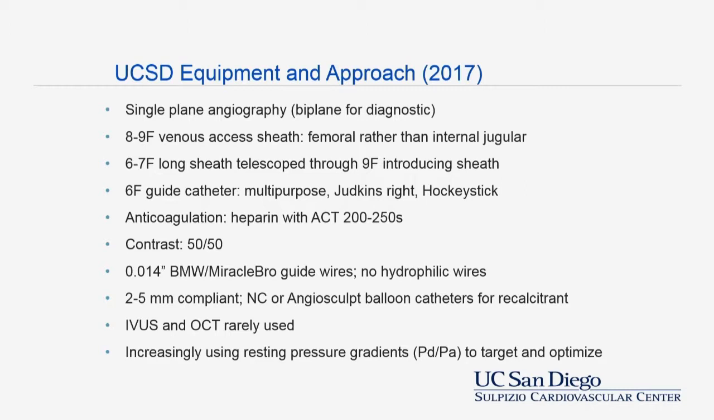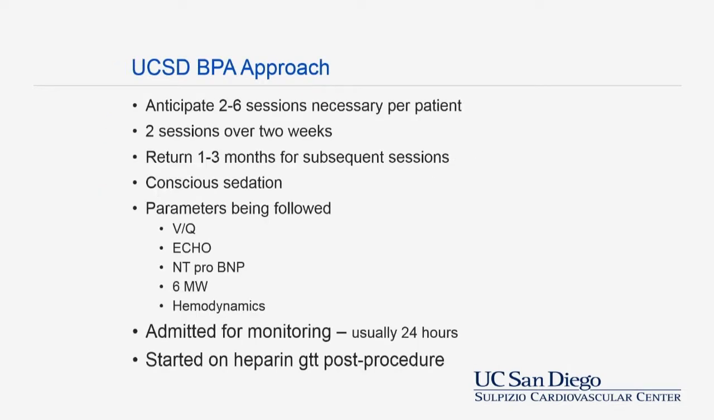We go with heparin. We've slowly lowered our heparin dose down to about 200 ACT. Contrast is cut 50-50. We use a number of guide wires. We avoid polymer jacketed wires because it's more associated with reperfusion pulmonary edema as well as hemoptysis. That's been our experience. We use 2 to 5 millimeter non-compliant balloons. IVUS and OCT are rarely used, and we're using pressure gradients more and more so. On average, most of our patients get 6 sessions altogether.